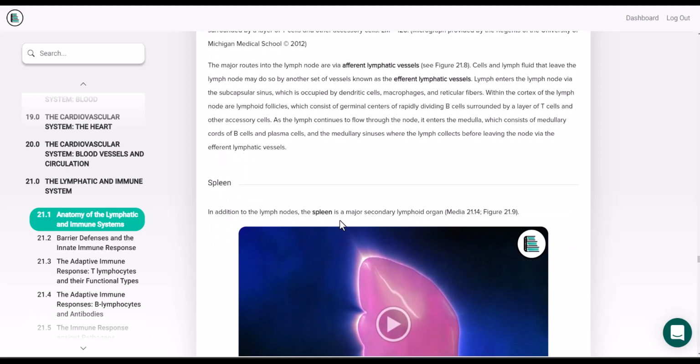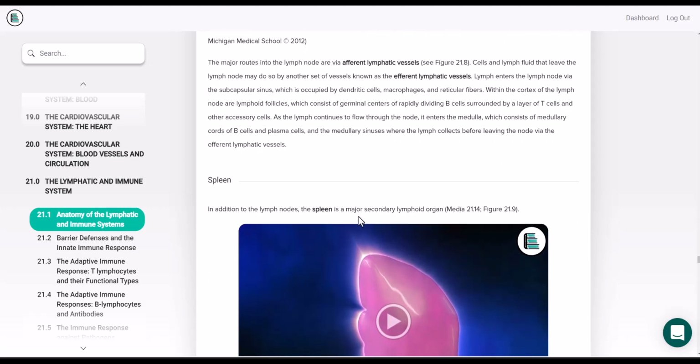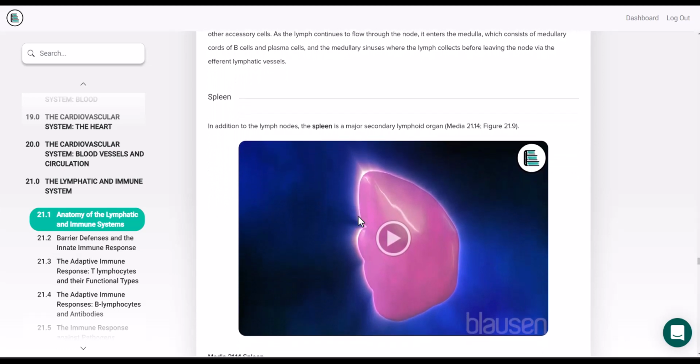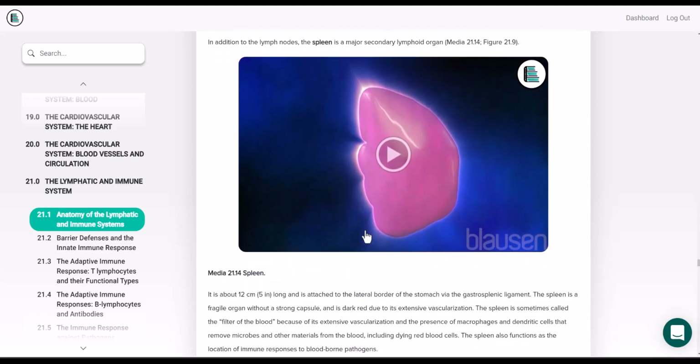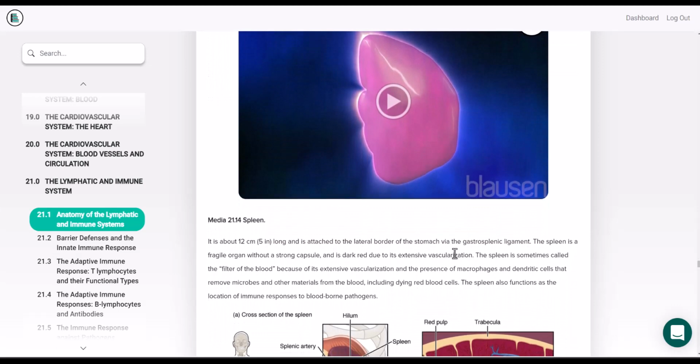Spleen. The spleen is also a major secondary lymphoid organ. Its role, though, is not to screen the lymph. It is screening the blood. So the spleen is a relatively fragile organ. It doesn't have a real good outside capsule. So we say that it is friable. Friable just means that it's very, very fragile. And so the spleen is very open to damage.